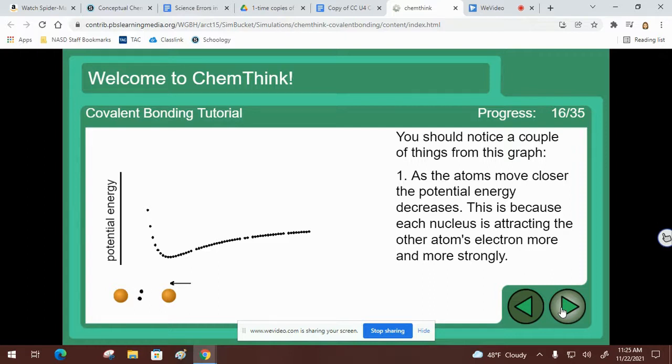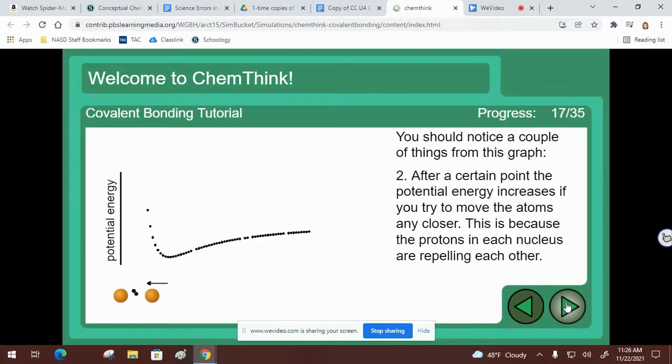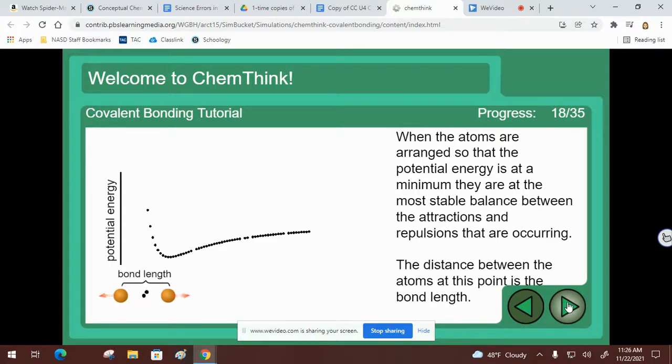Okay, so as the atoms move closer, the potential energy decreases. This is because each nucleus is attracting the other atom's electron more and more strongly. After a certain point, the potential energy increases if you try to move the atoms any closer. It's because the protons in each nucleus are repelling each other. When the atoms are arranged so that the potential energy is at a minimum, they're at the most stable balance between the attractions and the repulsions that are occurring. The distance between the atoms at this point is called the bond length. Answer the next question.